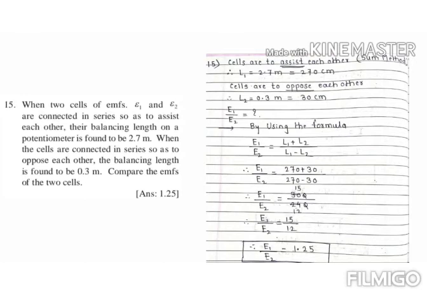By using the formula, E1 upon E2 is equal to L1 plus L2 upon L1 minus L2. By substituting the above values in the given equation, we may write E1 upon E2 is equal to 270 plus 30 upon 270 minus 30. Therefore, E1 upon E2 is equal to 300 upon 240. Therefore, E1 upon E2 is equal to 15 upon 12. Therefore, E1 upon E2 is equal to 1.25.